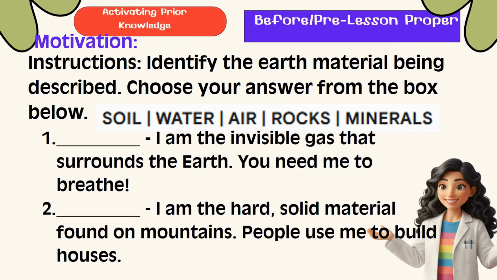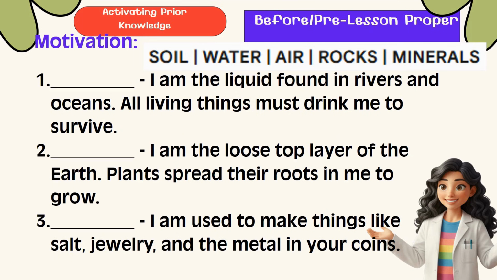Number 2. I am the hard, solid material found on mountains. People use me to build houses. For number 3, I am the liquid found in rivers and oceans. All living things must drink me to survive.